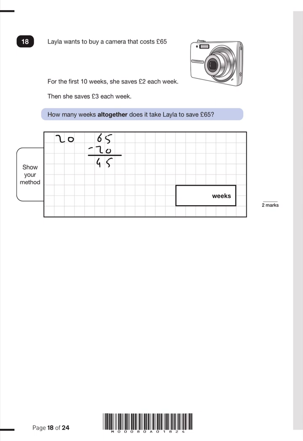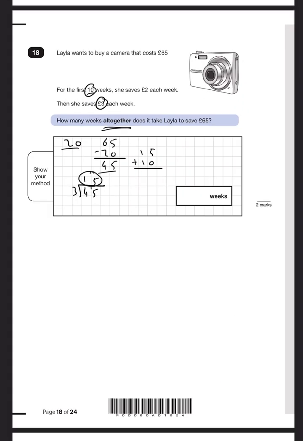So we're going to do 45 divided by 3. 3 goes into 4 once, the remainder of 1. 15 divided by 3 is 5. That's 15. So in 15 weeks, she saves 45. And in 10 weeks, she saves 20. So we need to do the 15 weeks plus the 10 weeks. 15 plus 10, because we want the answer altogether. How many weeks altogether? So that would be 25.